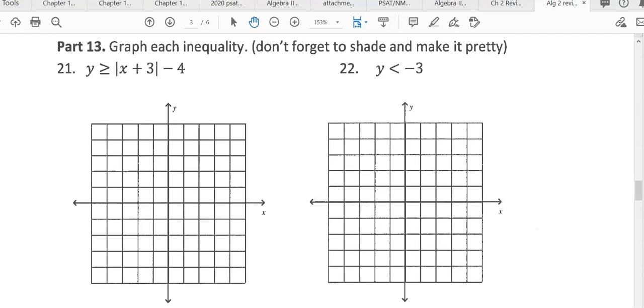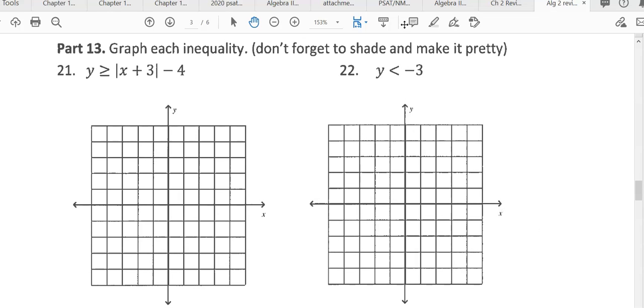We're almost there. Okay, last couple. We've got to shade these things, graph them. So this goes to the left 3 and down 4. So one way of doing this is just start with that point. So left 3, down 1, 2, 3, 4. You could have graphed the parent graph and moved every point. This one's kind of straightforward though.